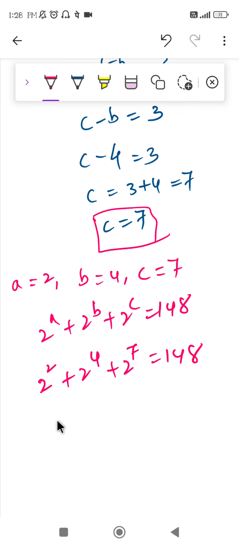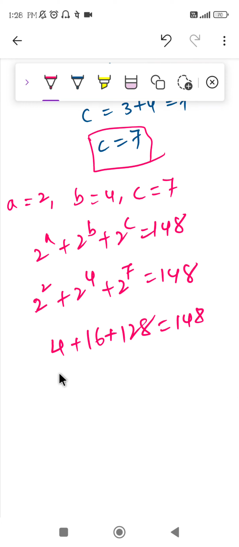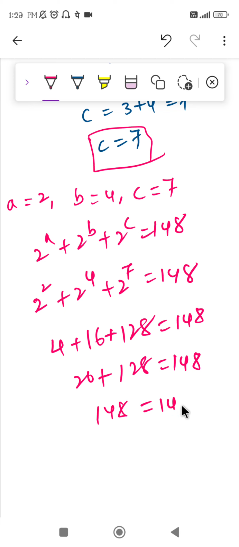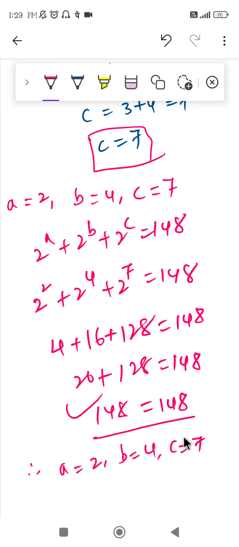2 to the power of 2 is 4, 2 to the power of 4 is 16 and 2 to the power of 7 is 128. Now 4 plus 16 is 20, plus 128 is equal to 148. So 20 plus 128 is 148, which is equal to 148. Therefore LHS is equal to RHS. Therefore we can say the value of a is equal to 2, b is equal to 4 and c is equal to 7. These are correct values, right?